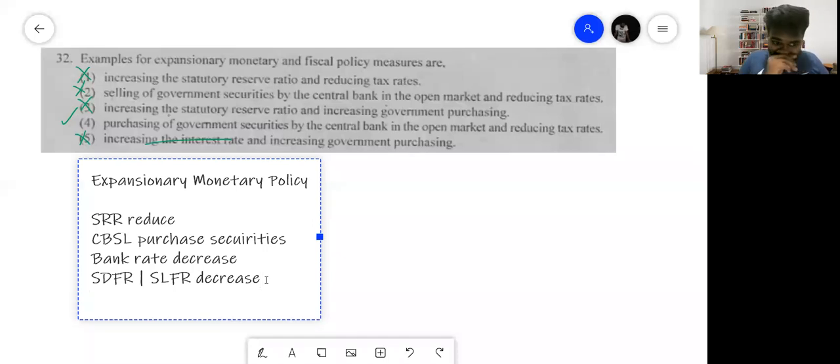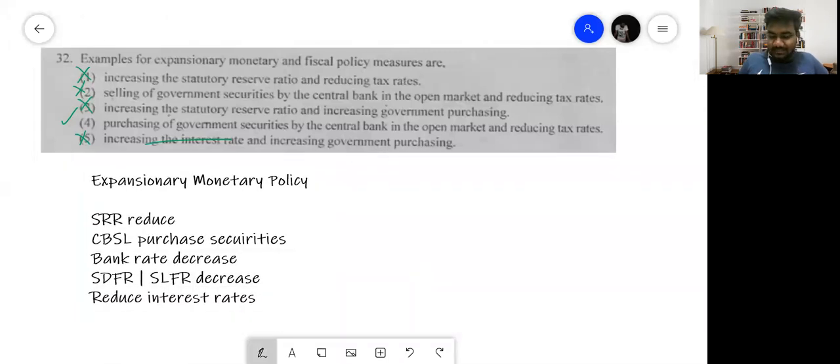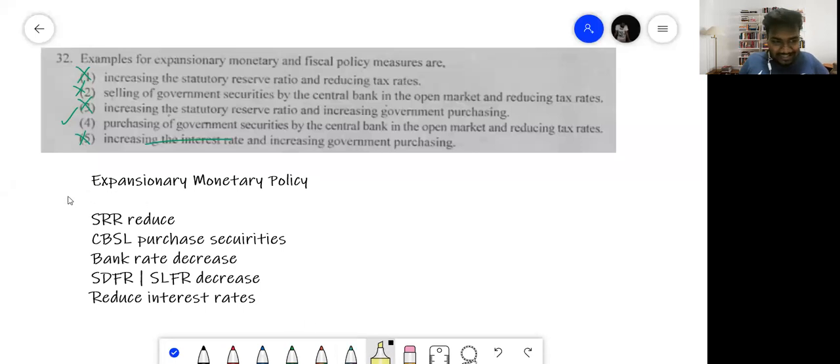Everything is very low in the economy. So in general, what they should do is reduce interest rates. That's a general thing. When I say interest rate, I mean standing deposits, standing lending, bank rate, everything. So reduce interest rates. They should purchase securities. What else can they do? Anything else? I think that's basically it. That's basically expansionary monetary policy. The basic aim of expansionary monetary policy is to increase the money supply. So how can you increase money supply? Maybe you reduce SRR, maybe you purchase securities, maybe you decrease the bank rate, you decrease the standing deposit and standing lending rates.